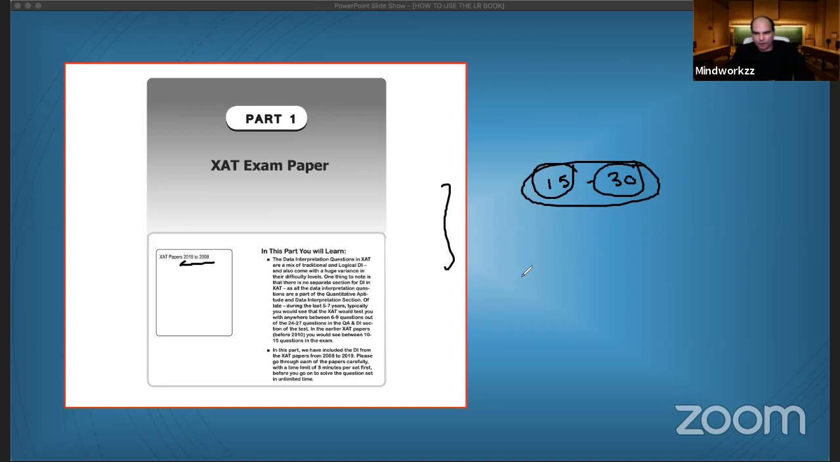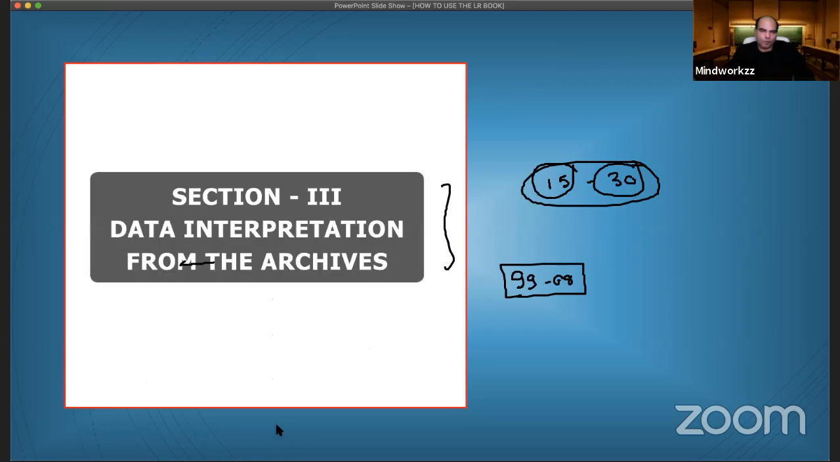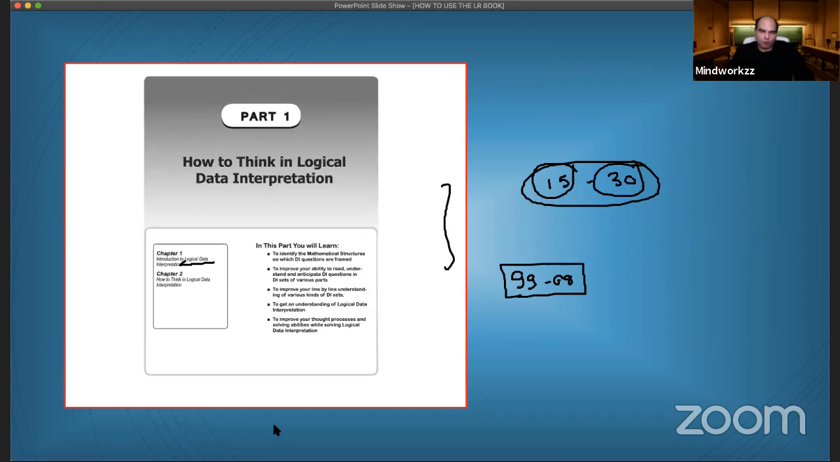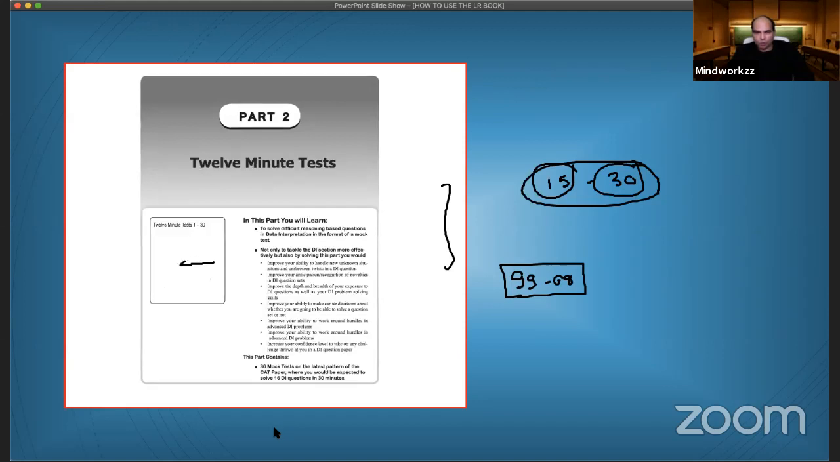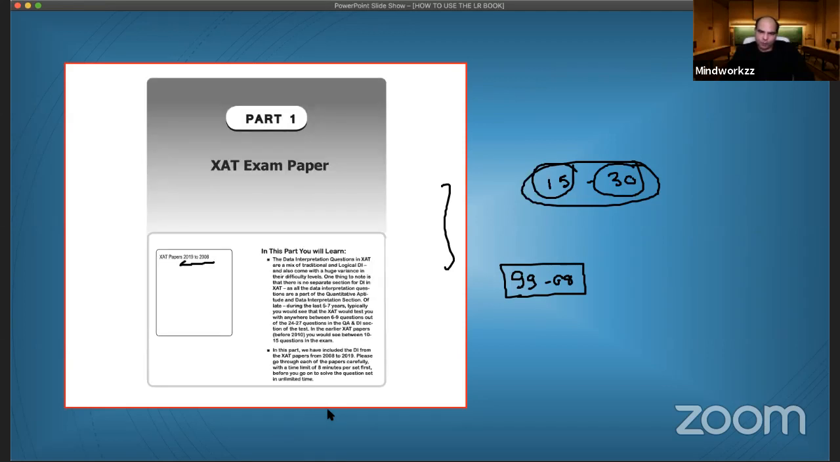And for CAT, apart from this book, also look at the 99 to 2008 papers. They'll give you some good experiences there. The reason I've removed it from the archives is that a lot of that I've used especially in the how to think in logical DI part. So all the good questions I've used, so that you don't miss out, even if you don't do it separately. And if you are doing the 99 to 2008 paper separately also, you will see that there'll be a lot of repetition between what you have already done in my book and doing there. So this is the basic structure of what we would want you to do.